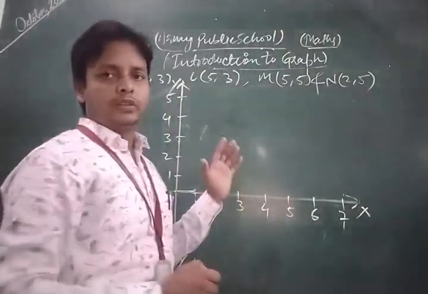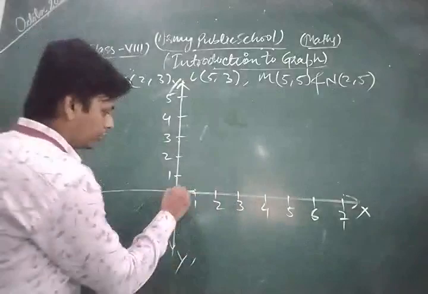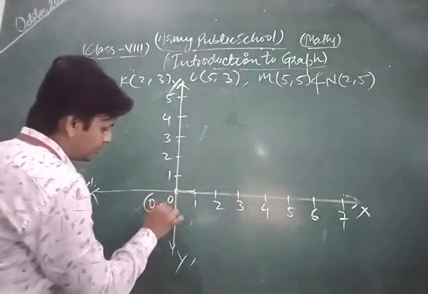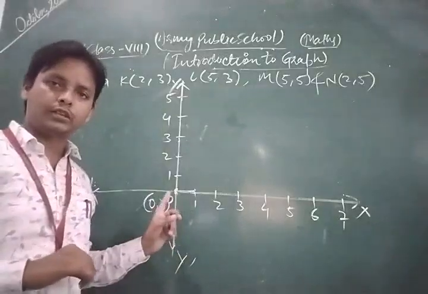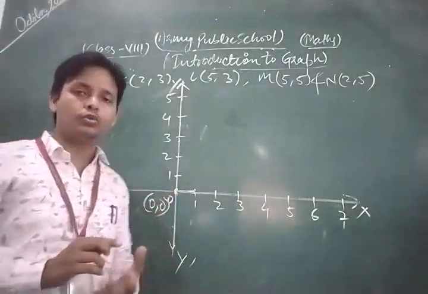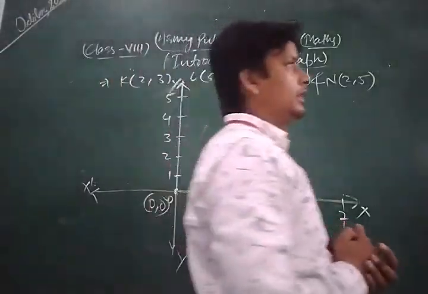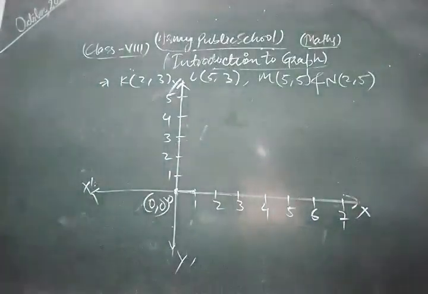Now, first of all we draw the two mutually perpendicular lines. This is the point of origin and the coordinate of the origin is (0, 0). It means the x coordinate, the abscissa, and the y coordinate, the ordinate, are both 0 at the origin. Now look.